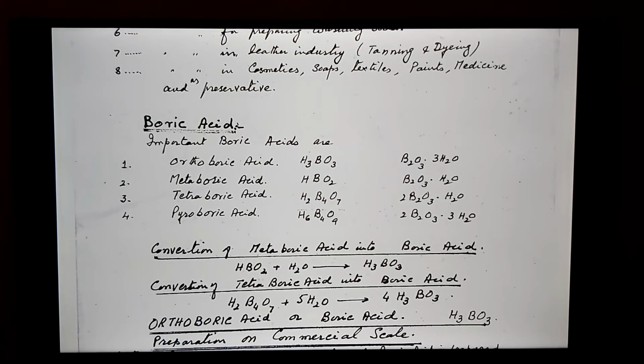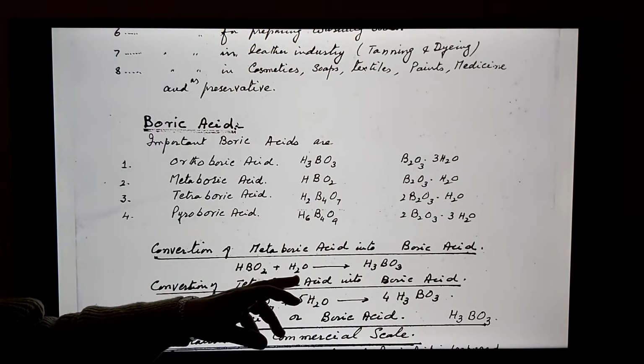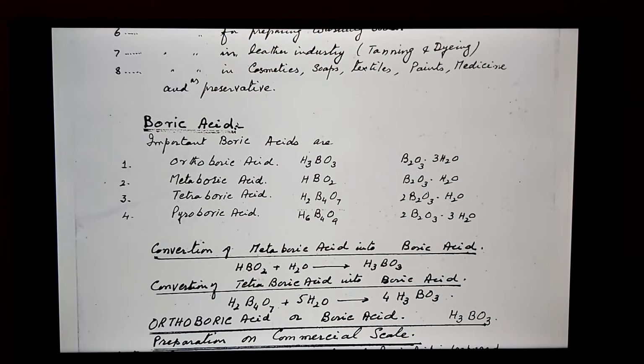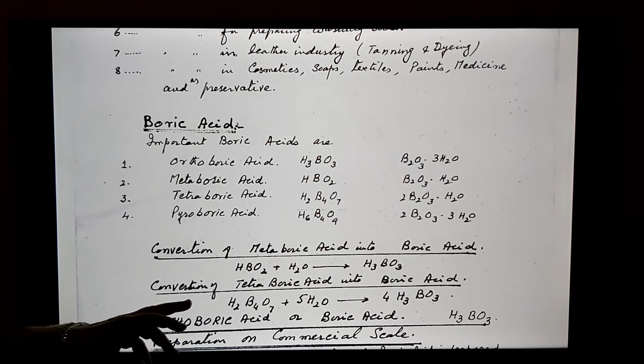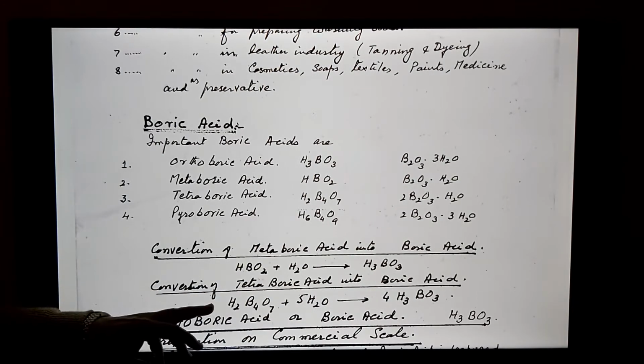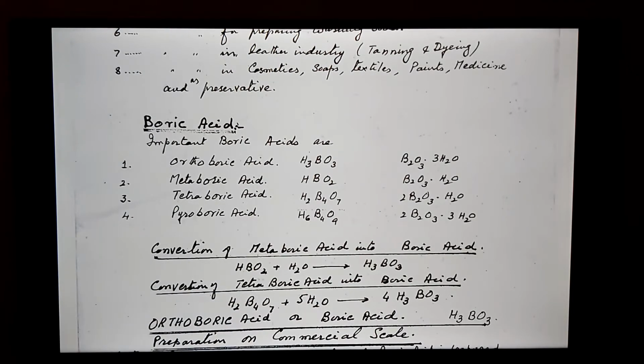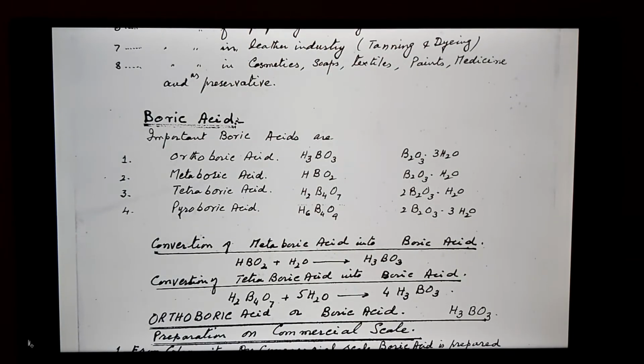So first is conversion of metaboric acid into boric acid. Metaboric acid treated with water, boiled, and then allowed to crystallize, so it gets converted into orthoboric acid. The second conversion is conversion of tetraboric acid into boric acid. H2B4O7 plus 5 water molecules, and then orthoboric acid is obtained. Orthoboric acid is also known simply as boric acid.